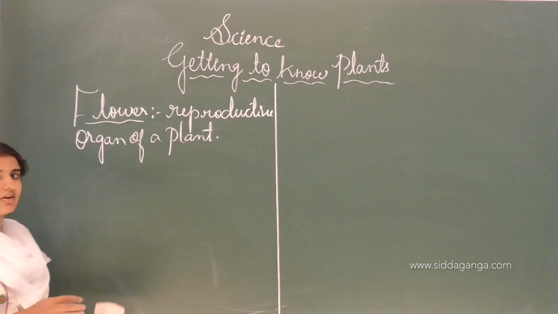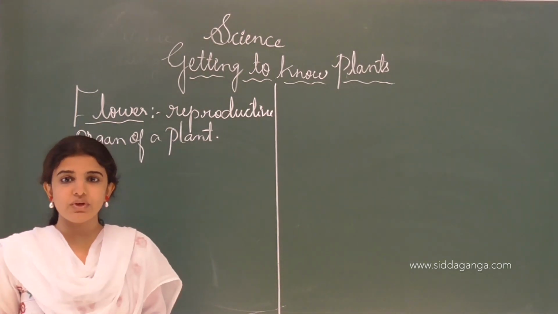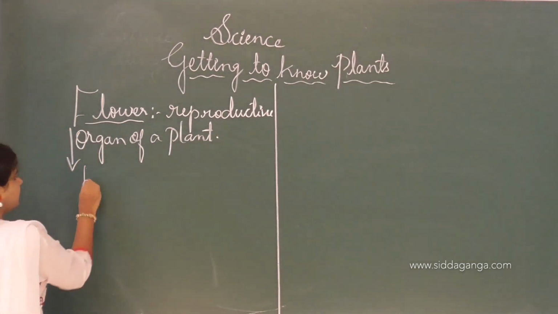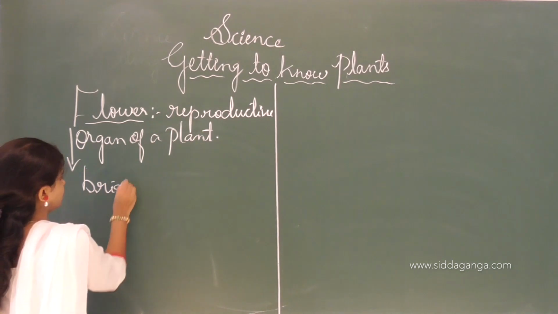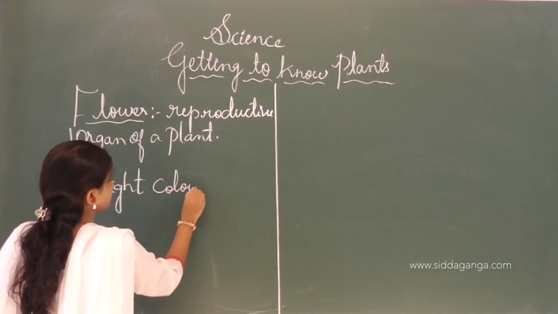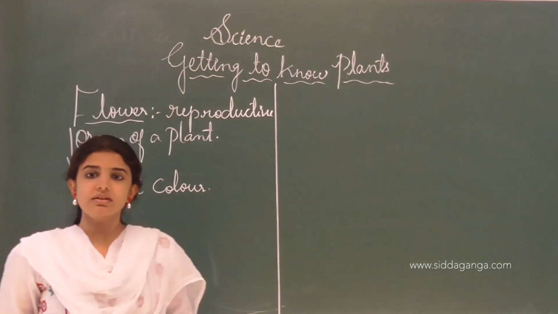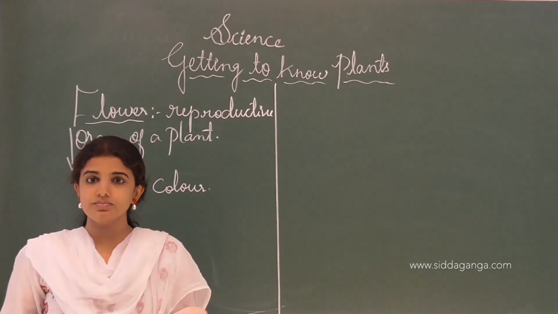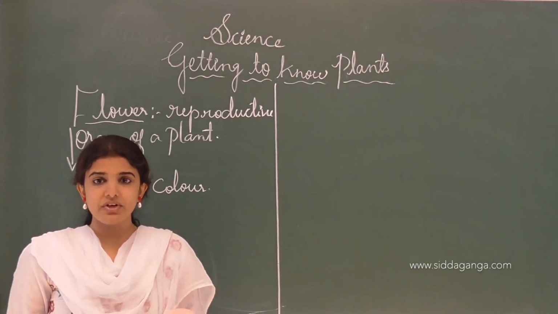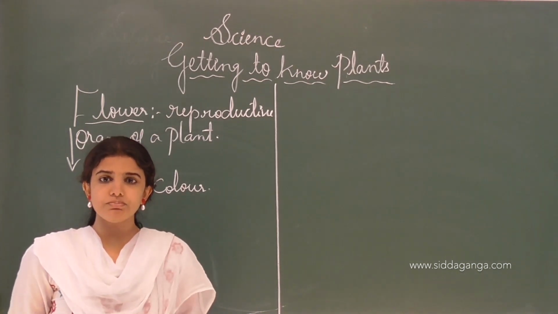Flowers come in a variety of shapes and colors. Usually flowers have bright colors. The different parts of a flower are stamen, pistil, petal, sepal, etc. These are the different parts of a flower, and they are involved in the reproductive process.